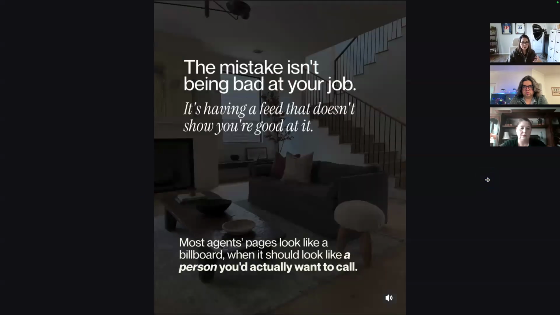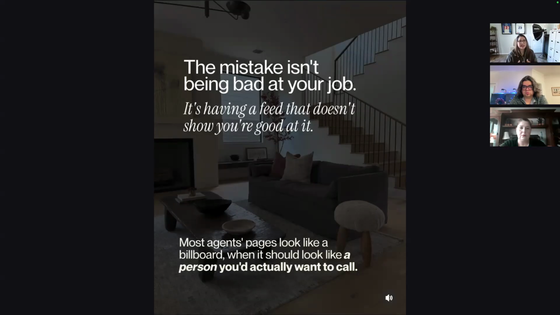Now, most agents' pages look like a billboard. The call me, just sold, just listed, kind of like what we talked about. But have you ever heard the saying, money talks, but wealth whispers? The goal is to showcase the stories without throwing things in people's face. The goal is the emotion. It's not about the billboard. It's about having a feed that whispers and says, I'm damn good at my job.